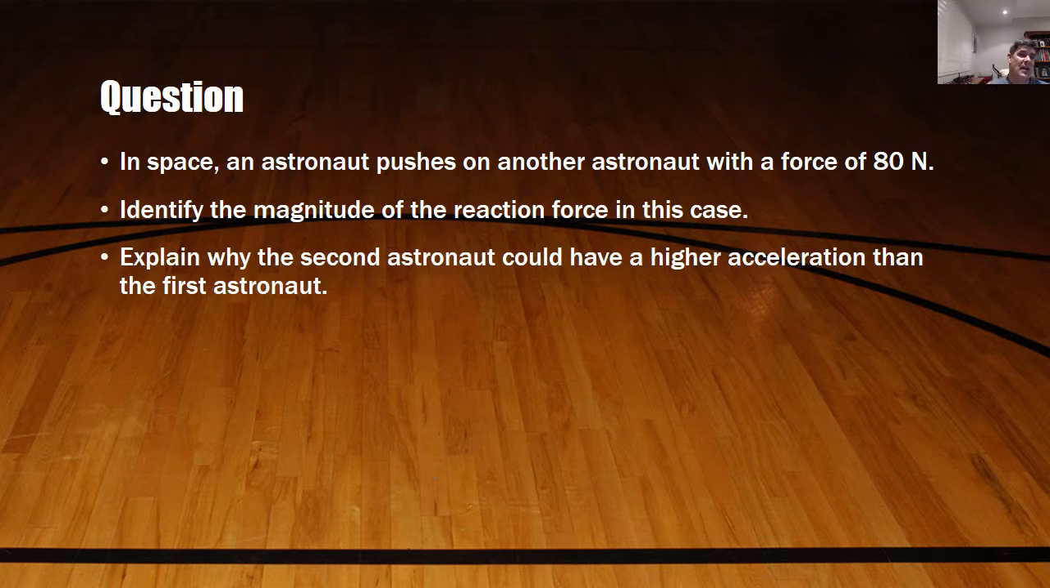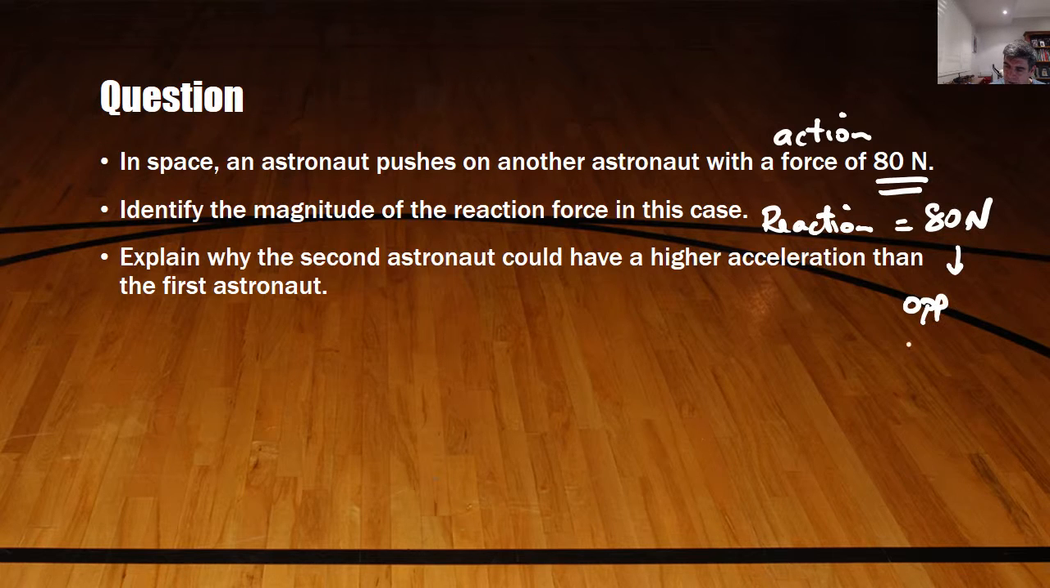So here's a question. In space, an astronaut pushes on another astronaut with a force of 80 newtons. Identify the magnitude of the reaction force in this case. Well, clearly, if this is regarded as the action force, then the reaction force must also be equal to 80 newtons, but in the opposite direction. We're not given a direction here, so we're just told that one astronaut pushes on another, so they're each going to apply 80 newtons to each other.